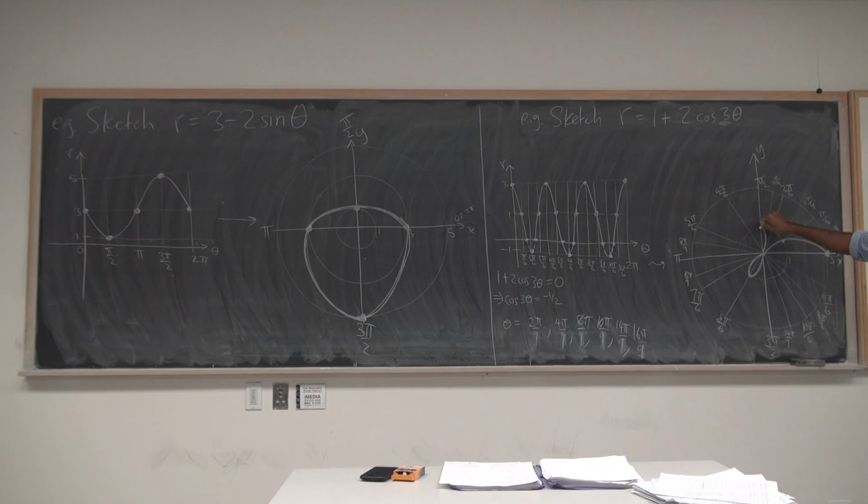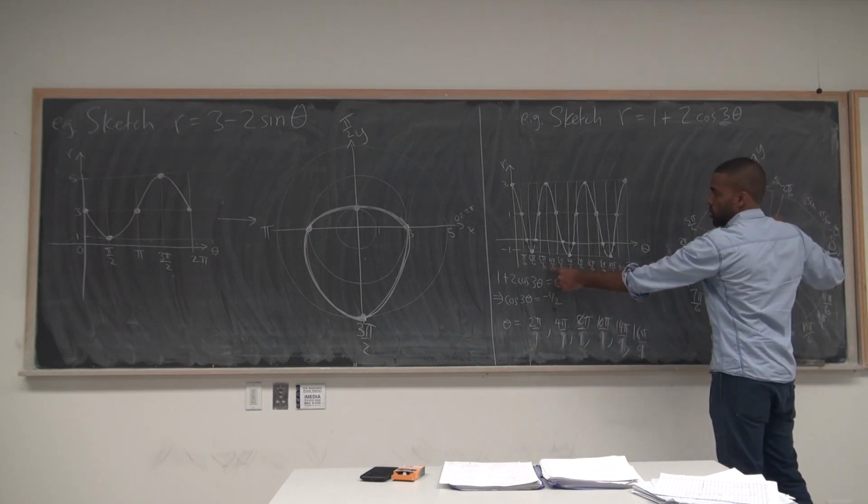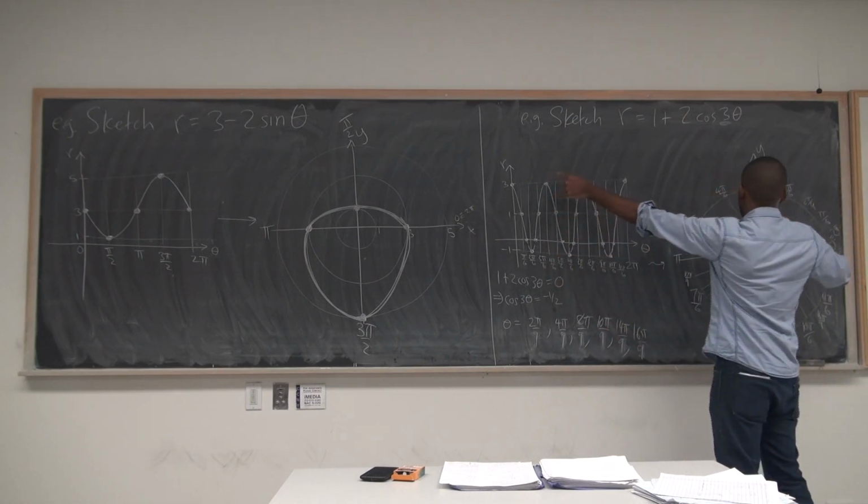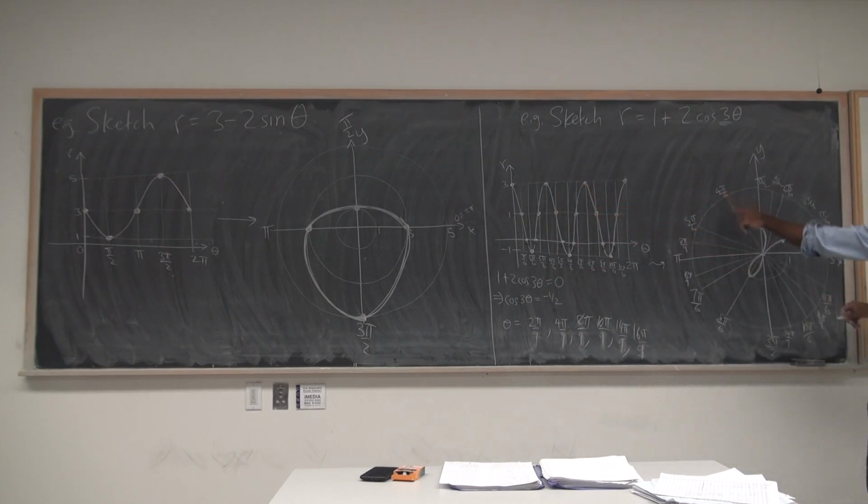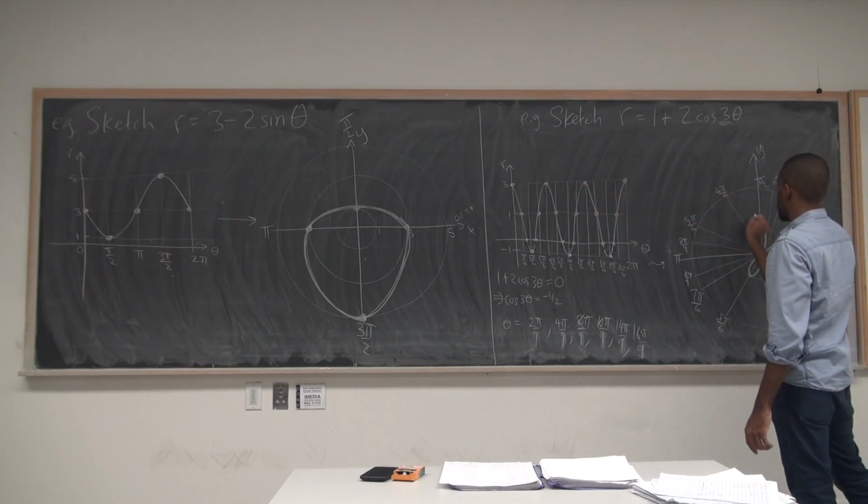Then what? You jump up again. I move to 4 pi over 6. That's going to jump me all the way to 3. So 4 pi over 6 is all the way up here. I'm going to jump to the circle of radius 3.